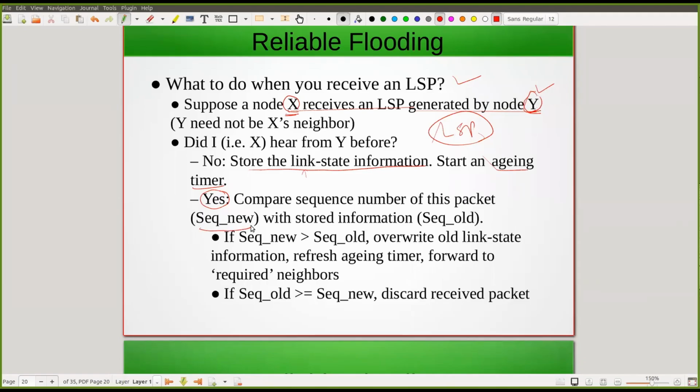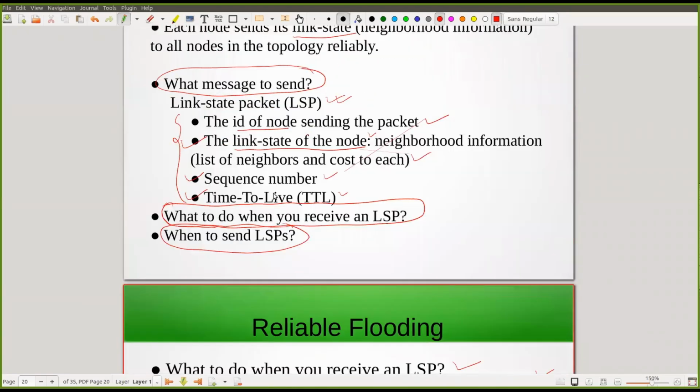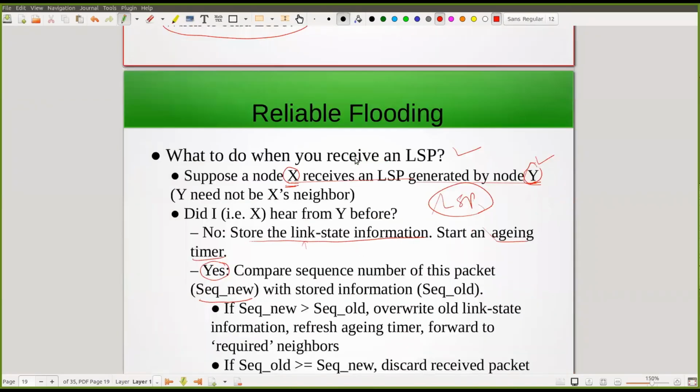So a sequence number, I have already told, right? A packet contains a sequence number. So whatever information it has already stored earlier, it must have stored a sequence number. Let's say that is the old sequence number, which is already stored at its own end. Now the new packet that is coming has a sequence number, so let's call it the new sequence number. Now it is going to compare whether this new sequence number is greater than the old sequence number.